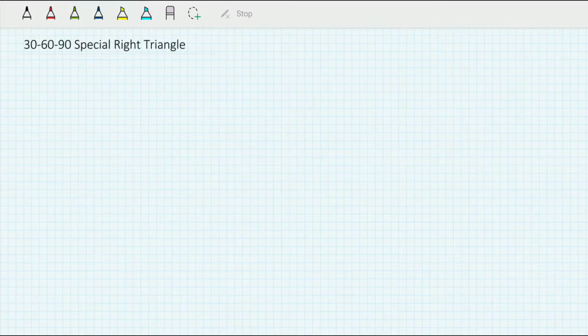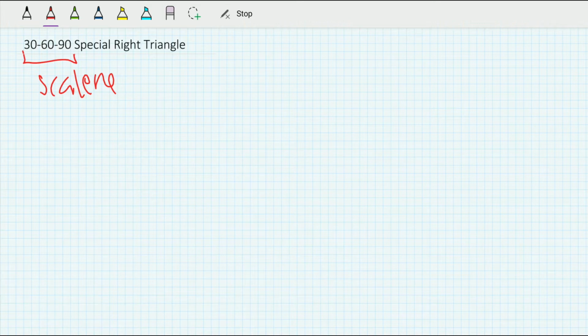So this video is going to be talking about the other special right triangle, which is the 30, 60, 90. Again, remember that's talking about angles. So if you notice, we have no angles that are the same, right? 30, 60, 90, they're all different. So technically, I believe we call this a scalene triangle just because all of the sides are different from each other.